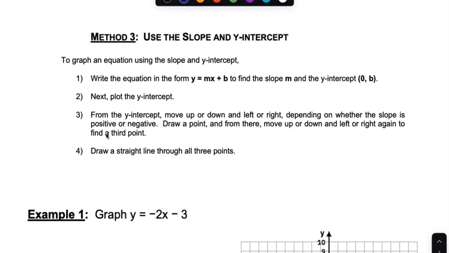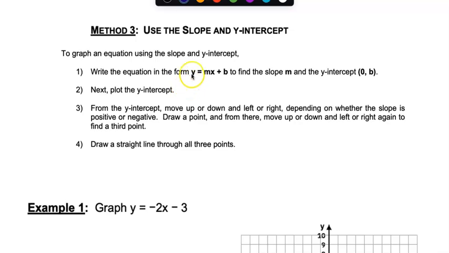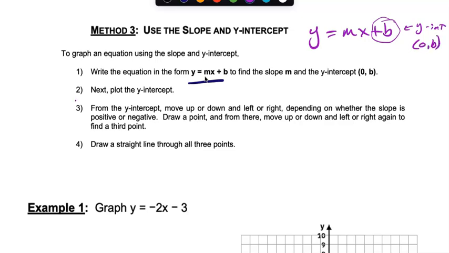slope-intercept form. Now, this is generally the fastest way if you already have something in slope-intercept form. So if you have something in slope-intercept form, which is y equals mx plus b, the b is your y-intercept. So 0, b is your first point. Right, so we're going to plot the y-intercept. I guess actually the first thing you do is you have to put it in slope-intercept form, if it's not already in there. But after that, plot your y-intercept.